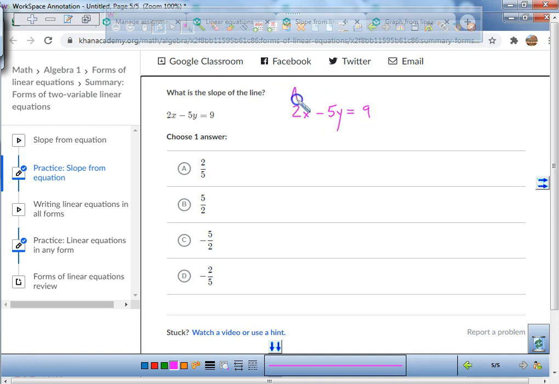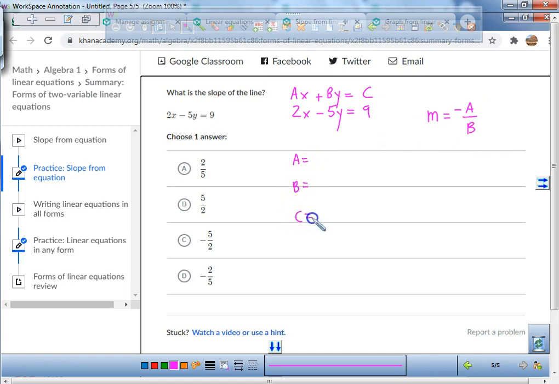This is in standard form. This is ax plus by equals c. In standard form, the slope is always the negative a value over the b value. So if you see it in standard form, what do I want you to do? Negative a over b. But we still have to be able to identify what is a, and what is b, and what is c.